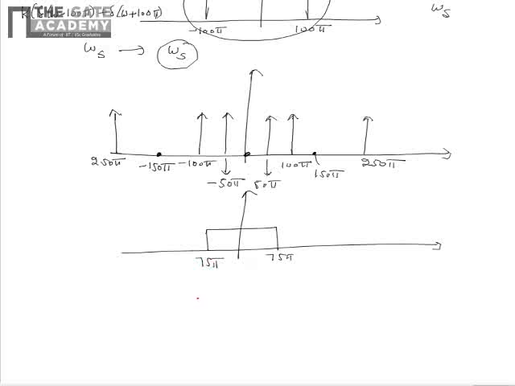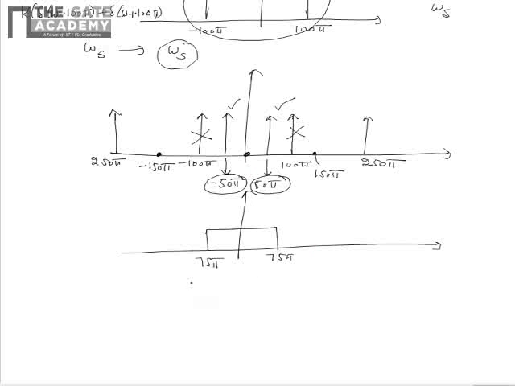So due to the low pass filtering, this band will be removed and this band will be removed, or rather say these two impulses will be removed, and we will be left with two impulses, one at 50 pi, the other one at minus 50 pi.